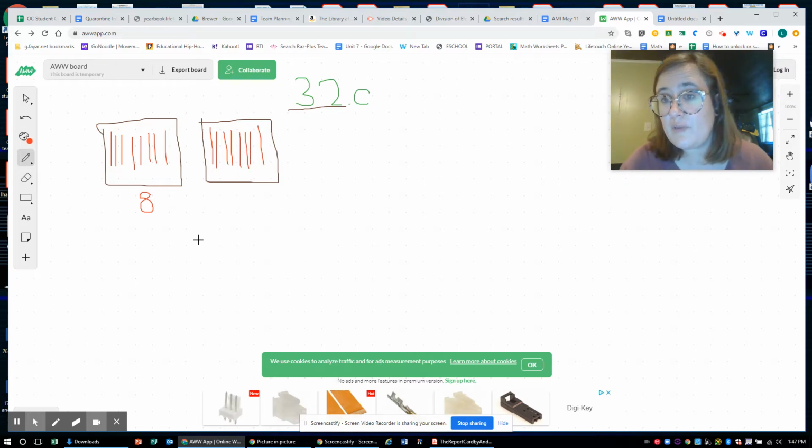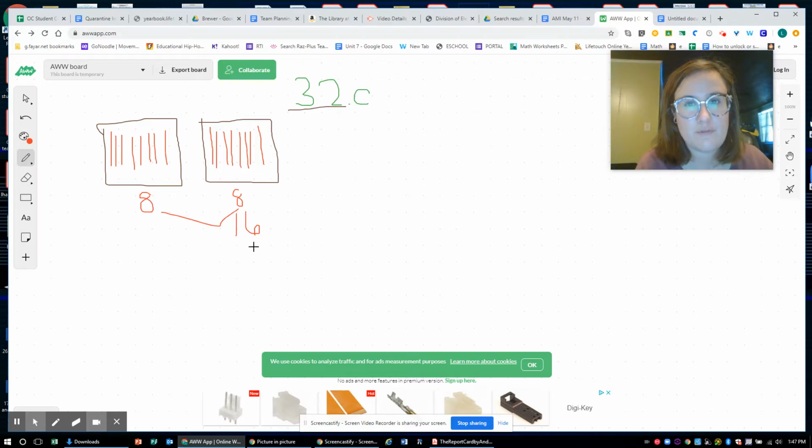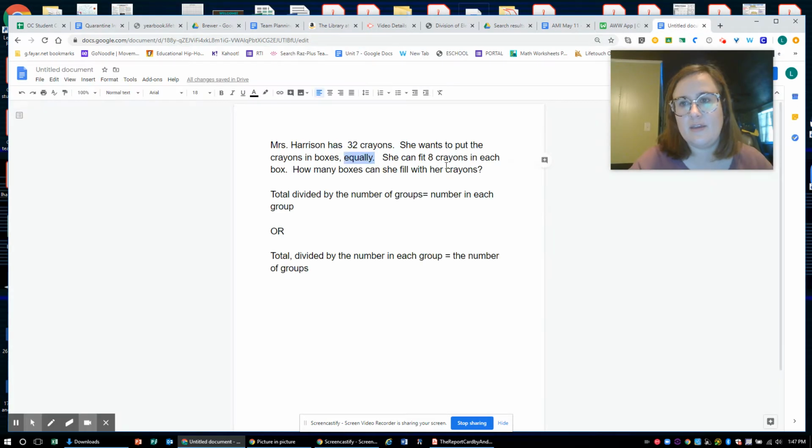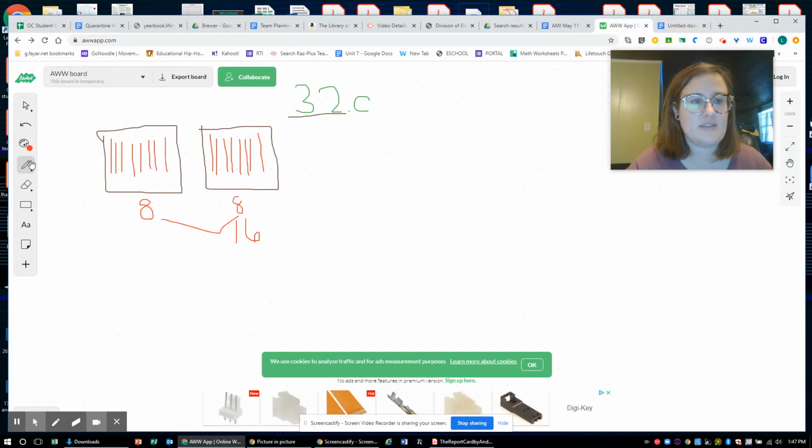Now, this is the point where, and I'm going to make a little note, sorry, that's 16 because 8 plus 8 gives me 16. This is the point where if we were in class, I would be asking you, how do I know that I put 8 in the box? How do I know that a box of crayons has 8 in it? Remember, that's going back to that word problem, right? This is the information I was given: I have 32 crayons. I put 8 crayons in each box. That's how I know to build that box size.